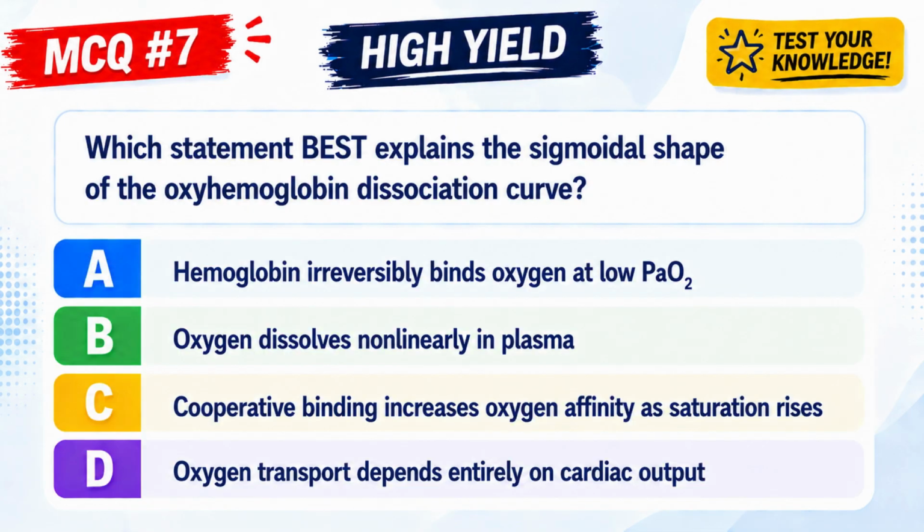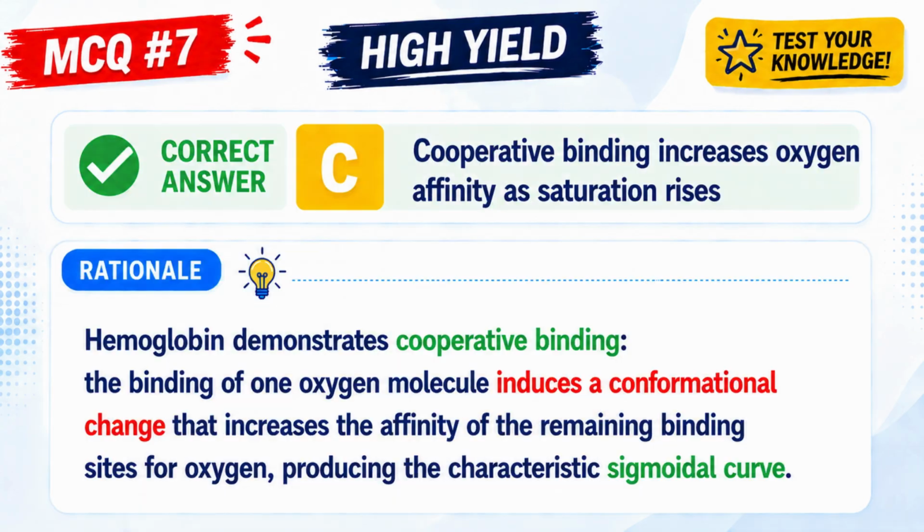Which statement best explains the sigmoidal shape of the oxyhemoglobin dissociation curve? A. Hemoglobin irreversibly binds oxygen at low PaO2. B. Oxygen dissolves non-linearly in plasma. C. Cooperative binding increases oxygen affinity as saturation rises. D. Oxygen transport depends entirely on cardiac output. The answer is C. Cooperative binding increases oxygen affinity as saturation rises.